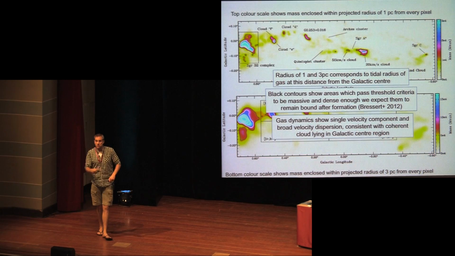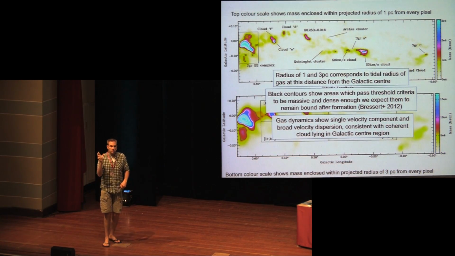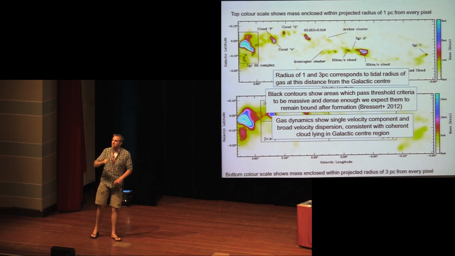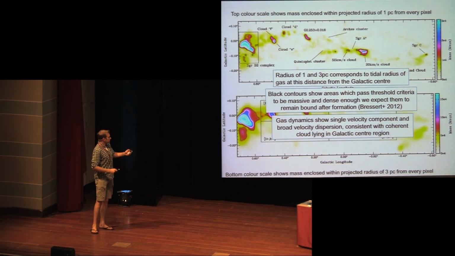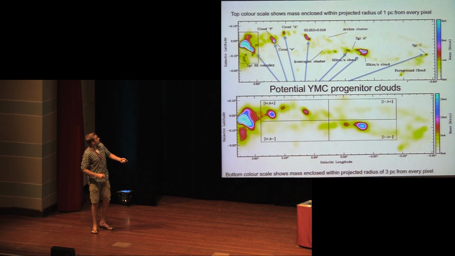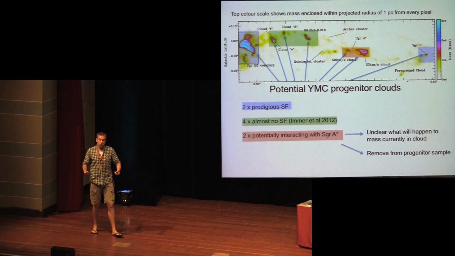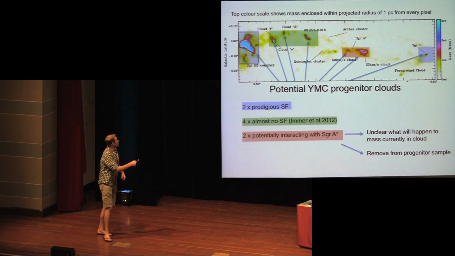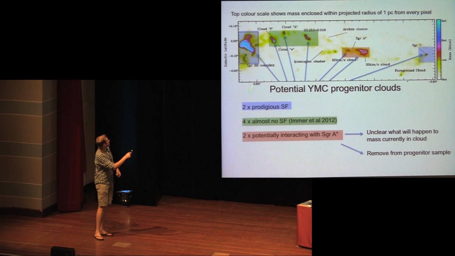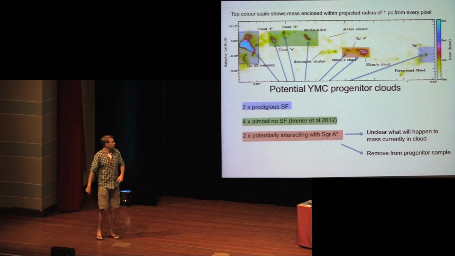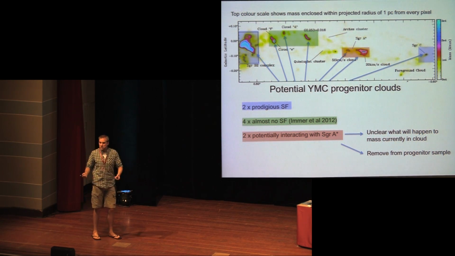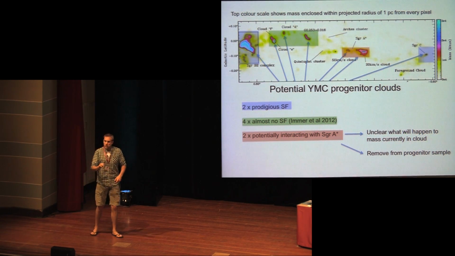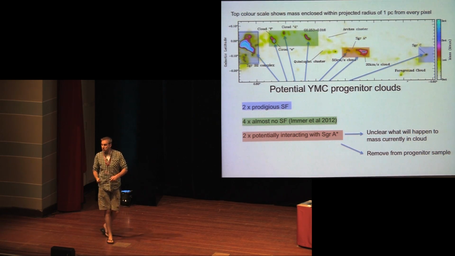And importantly, because we've got molecular line information, we can also go in and look, and tell these are coherent features with velocity dispersions that are consistent with being at the galactic center. So we're pretty sure we know what these things are. So that's what's shown here. And we have some idea of what kind of star formation is going on within them. So there's 2 that are going gangbusters. This is SAGB2 and SAGC. There's 4 with almost no star formation. And there's a couple that are potentially interacting with SAG-A star. I'm not going to talk about those because we don't know exactly what the fate of those is.